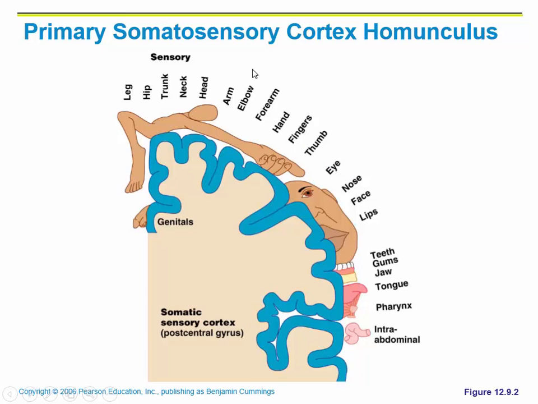You also have a somatosensory cortex, because we have the motor portion of the cerebral cortex and the sensory portion. And again, this is going to be receiving all of those different messages that are coming from these different parts of the body.